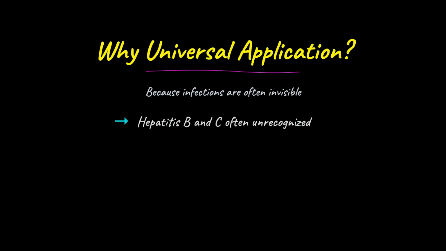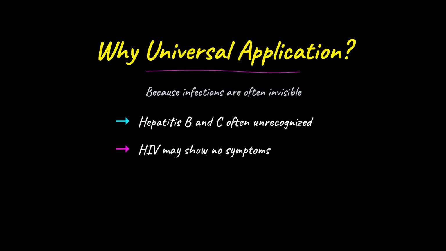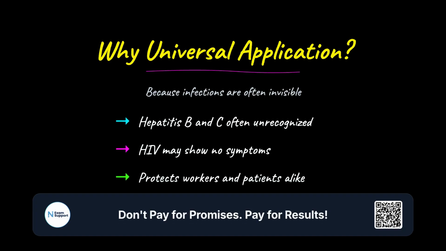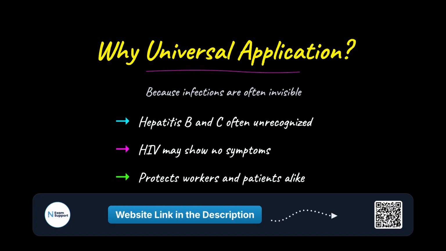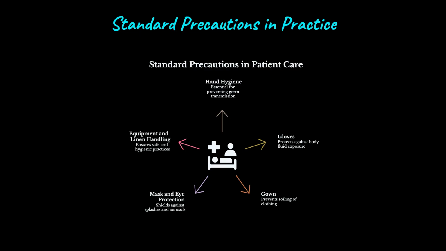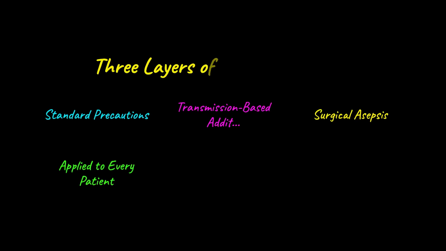The framework exists because many patients with transmissible infections are unrecognized at the time of care. Hepatitis B, hepatitis C, and HIV can be present without obvious signs, so treating everyone as potentially infectious protects workers and patients while reducing stigma. Mechanically, this means hand hygiene before and after every contact, gloves when fluid contact is anticipated, gowns for soiling risk, masks and eye protection against splashing, and safe handling of equipment and linen. Hand hygiene remains the single most important practice of all.